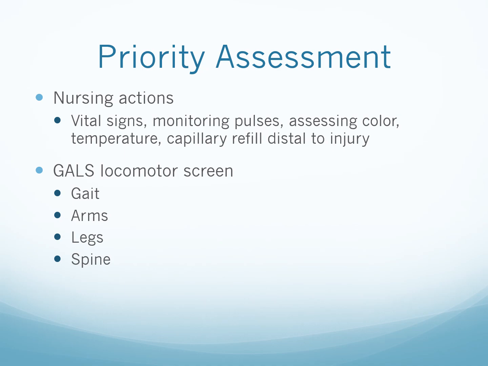Then we assess the arms by observing range of motion, symmetry, and strength. Next are the legs, where we look at mobility, alignment, joint movement, and weight-bearing ability. And finally, we assess the spine, so observing posture, alignment, spinal curvature, and range of motion. So the GALS screening is especially useful because it provides a rapid overview of musculoskeletal function while also helping to identify fall risk, weakness, pain, or mobility limitations.